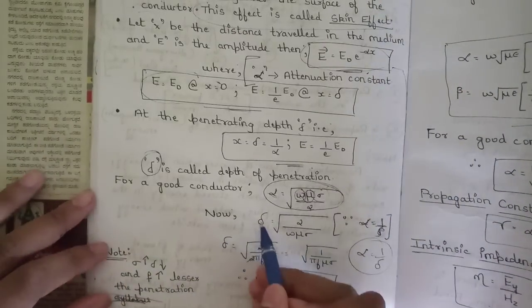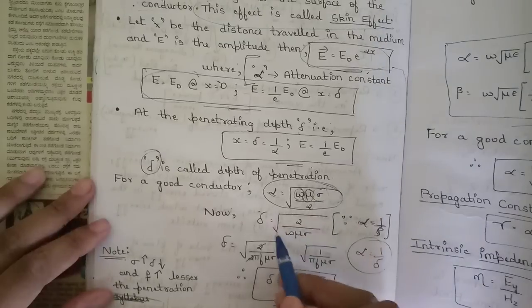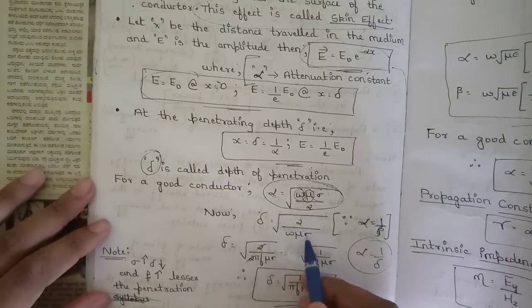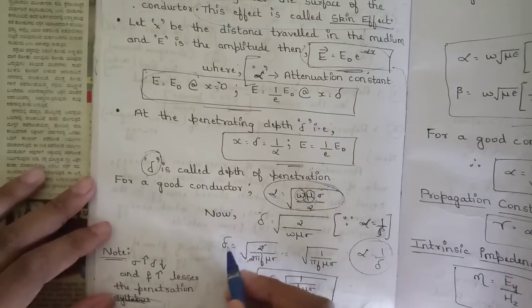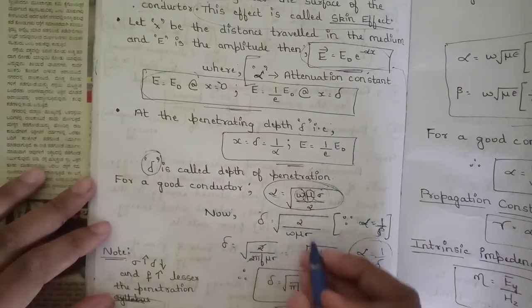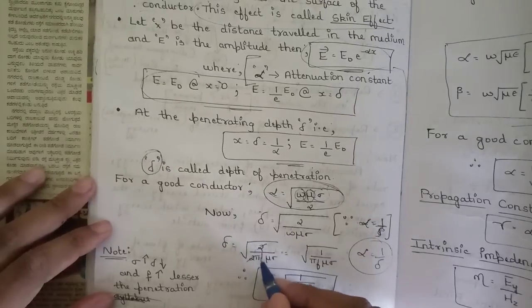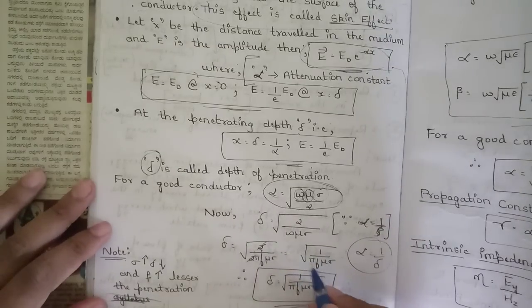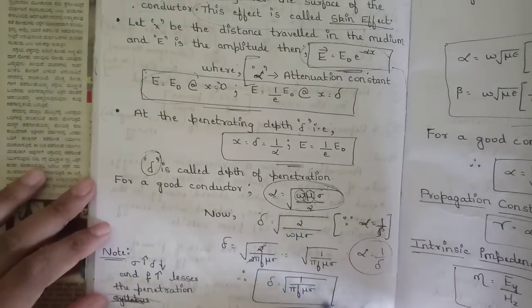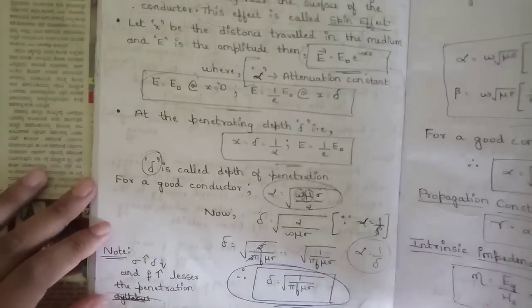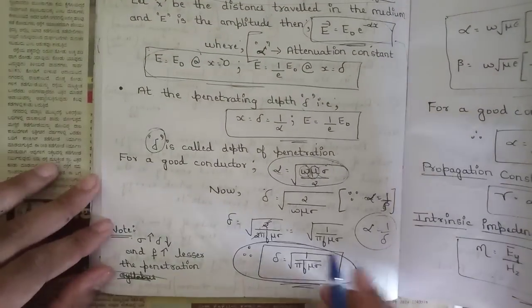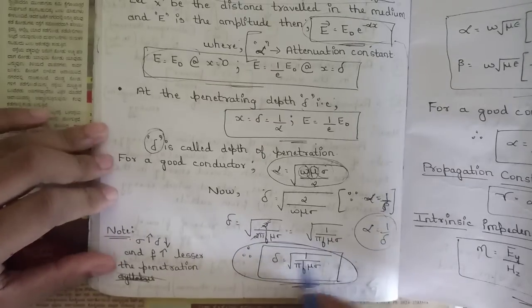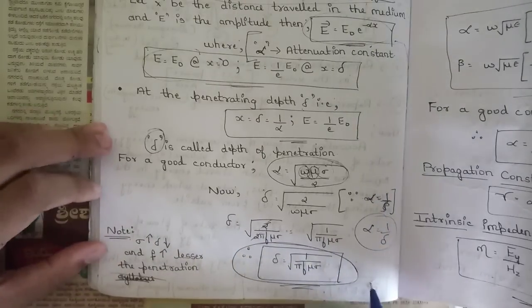So now delta is equal to, taking the reciprocal, the square root of 2 divided by omega mu sigma. In place of omega, replace it by 2 pi f, so we can cancel 2, and we are left with the square root of 1 divided by pi f mu sigma. So this is the expression we derived for depth of penetration: delta is equal to the square root of 1 by pi f mu sigma.